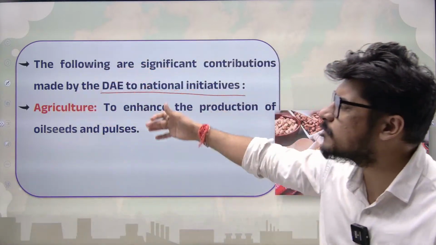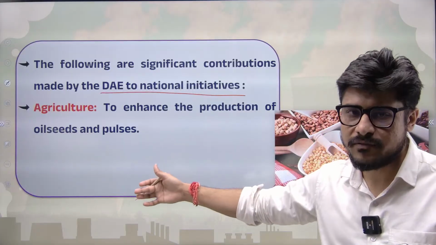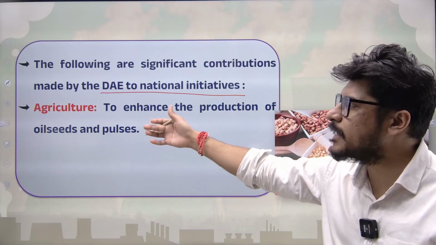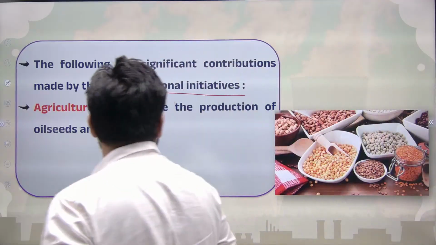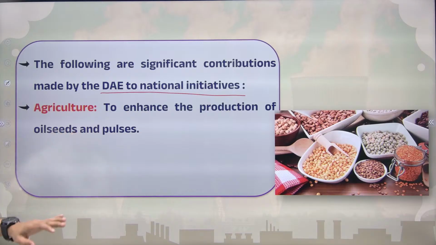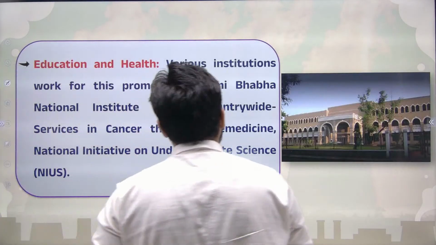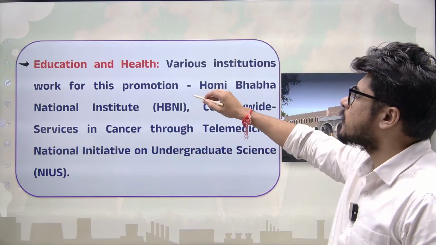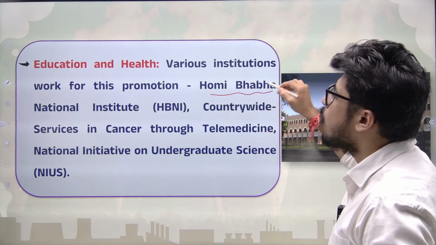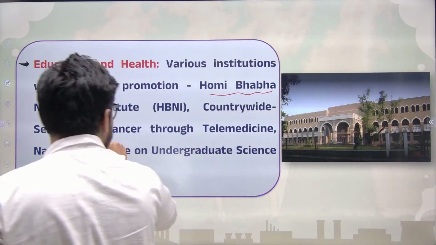And these are examples of how we are using this energy in multi-purpose ways. For example, in agriculture, we are using nuclear energy to enhance the production of oilseeds and pulses. In education and welfare, various institutions work for this promotion, for example, the Homi Bhabha National Institute, and a countrywide service in cancer care.